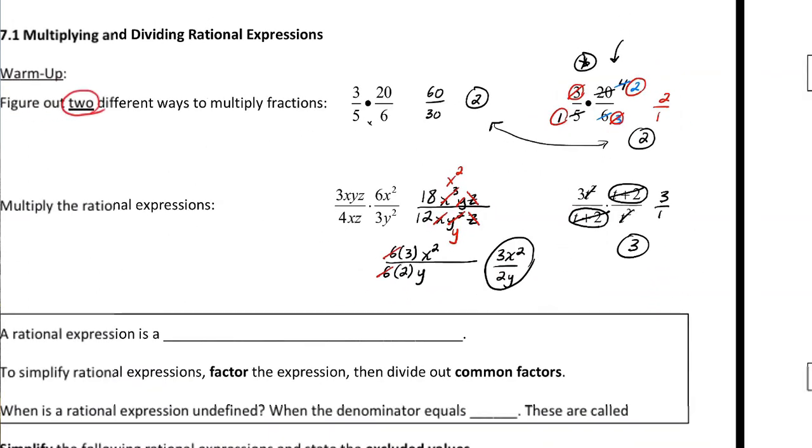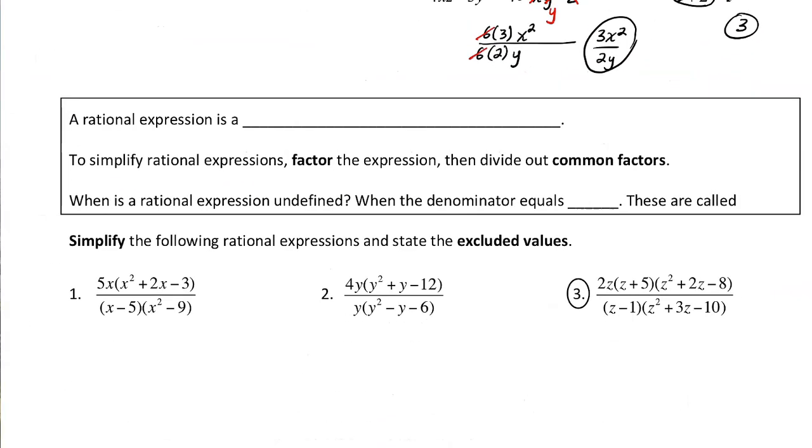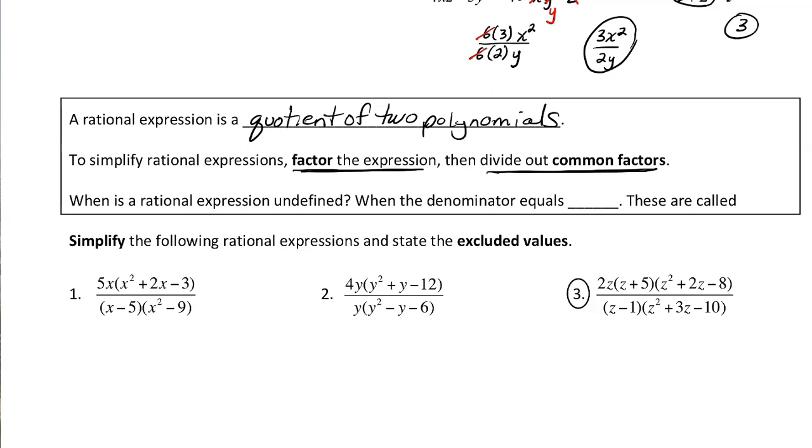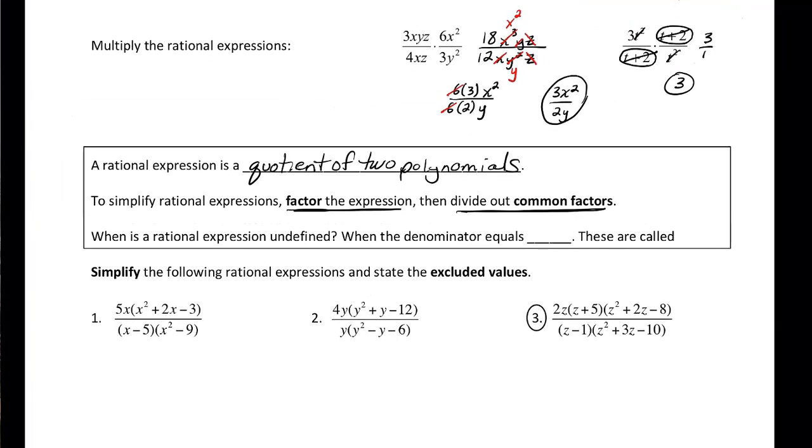Now let me generalize about what you were just doing. A rational expression is a quotient of two polynomials. So we're not going to have square roots in this lesson or in this chapter, because the square root isn't a polynomial function. And when we say quotient, we just mean it's a fraction. So this whole lesson, we're going to be talking about fractions. To simplify rational expressions, you factor the expression first, and then we divide out common factors. And that's basically what we were doing in the warm-up above.